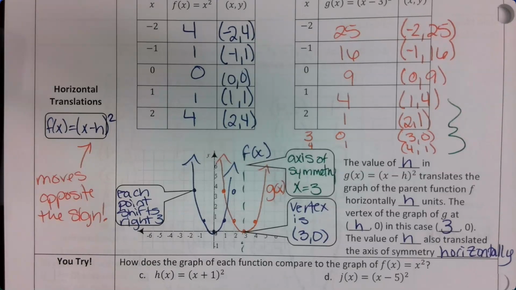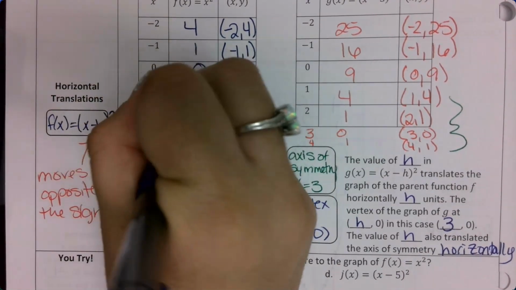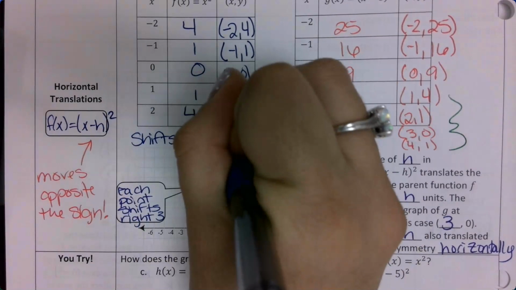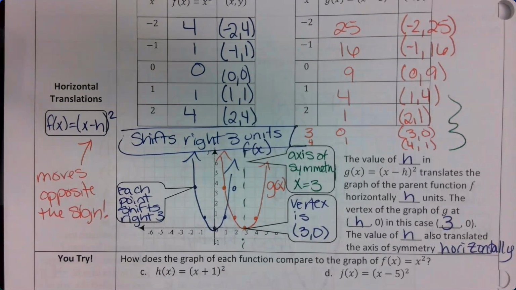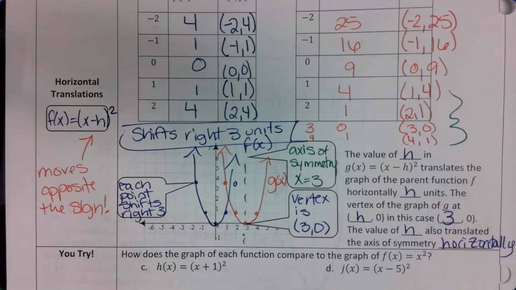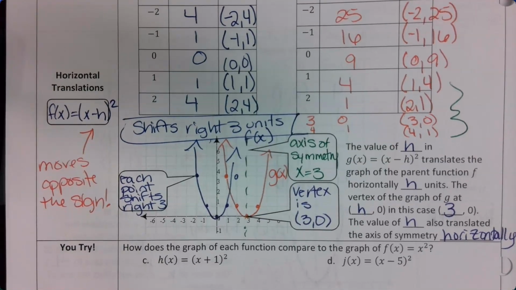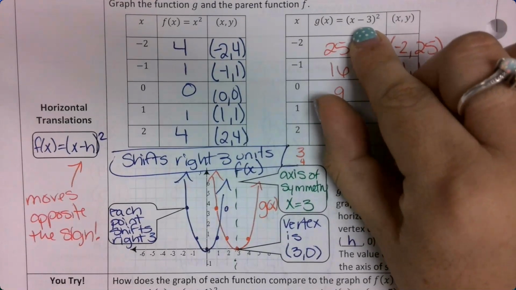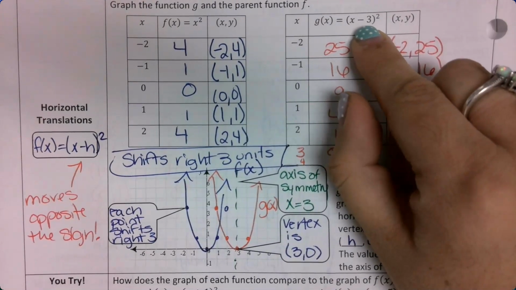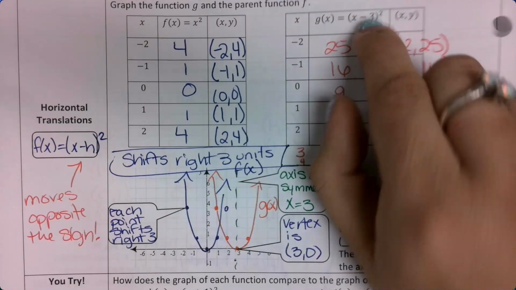And then I still need to write my answer. I'm sorry, I didn't leave us enough space. I want to write it above the graph. It shifts right 3. So I could have told that by just looking at my original equation. So it had x minus 3. If it's inside parentheses, it's going left or right, and then it's opposite the sign. So positive numbers are going to go left, and negative numbers are going to go right.